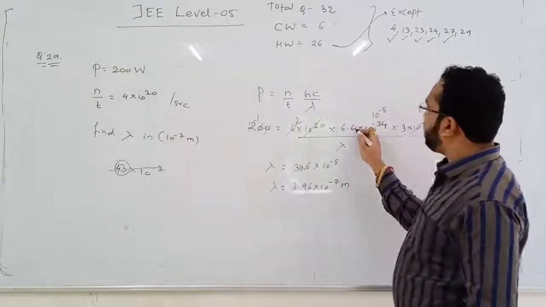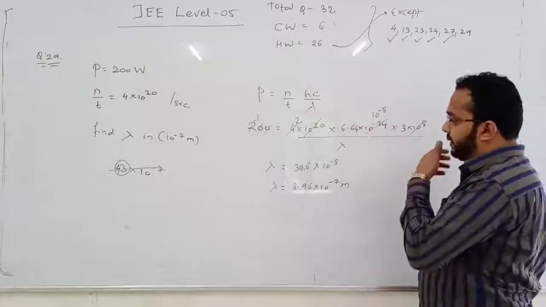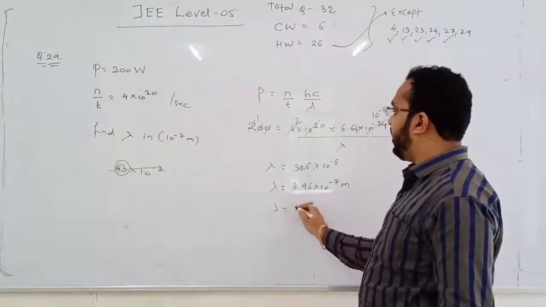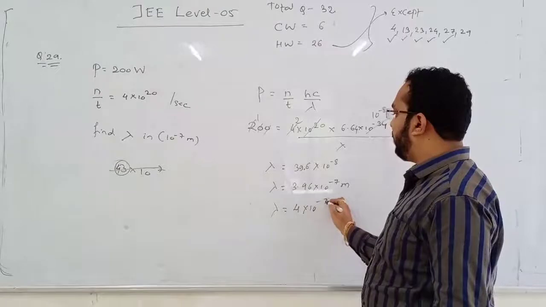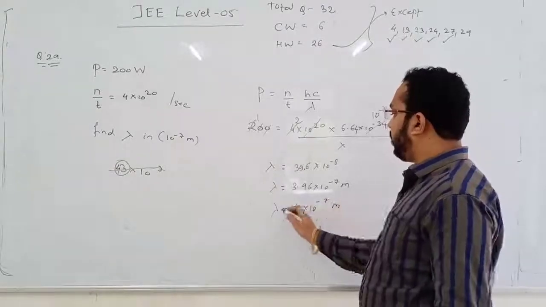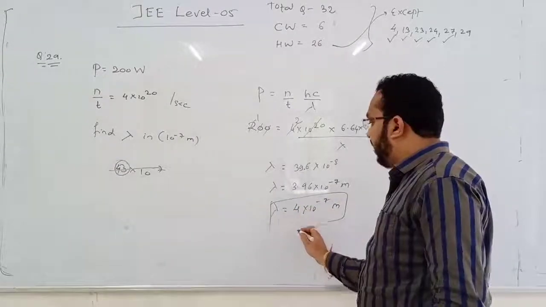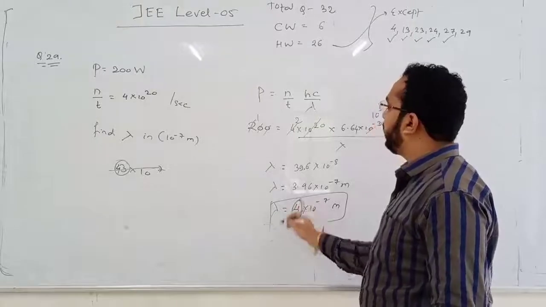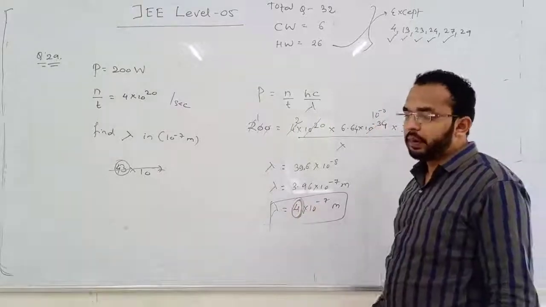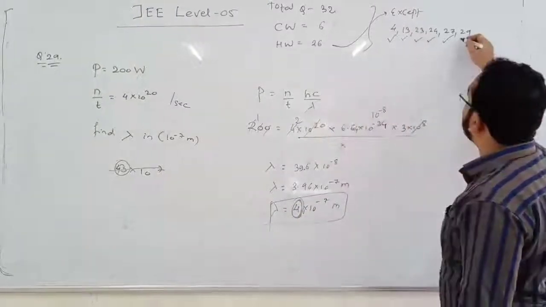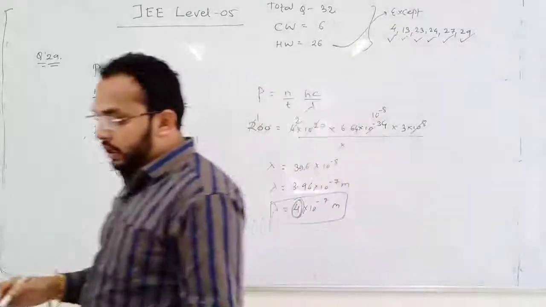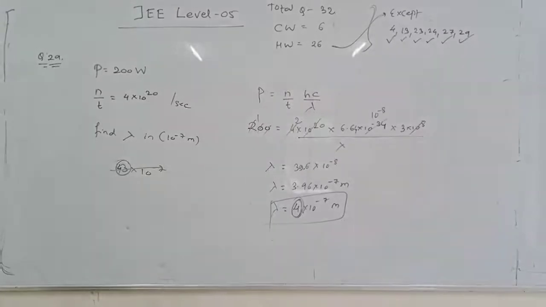I should take 6.64. If 6.64 is taken, it is approximately equal to 4 into 10 raised to power minus 7 meter. So here your integer answer will be 4. 4 will be your answer. Okay, so this is the end of exercise number 5. Now we will start exercise number 6.